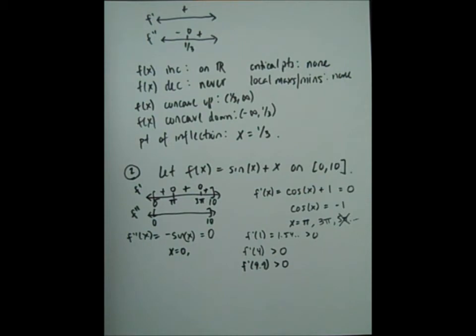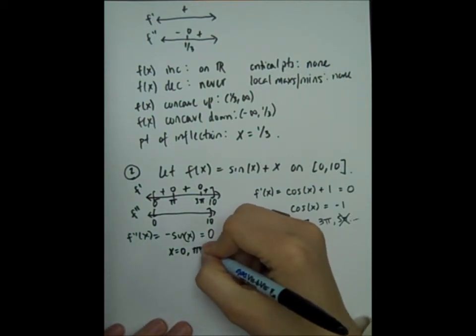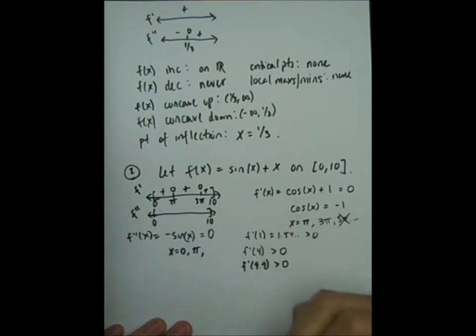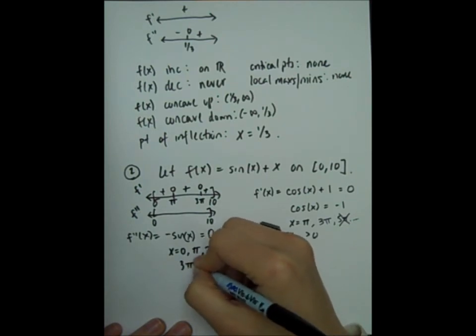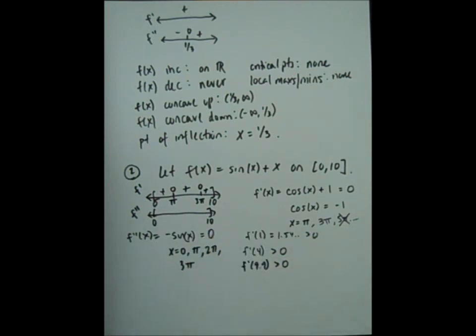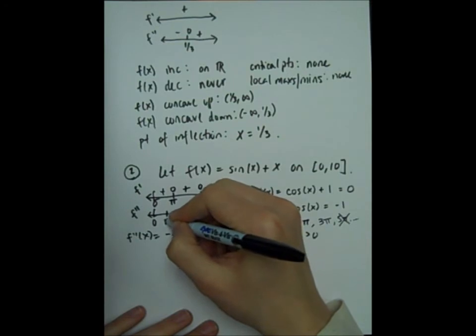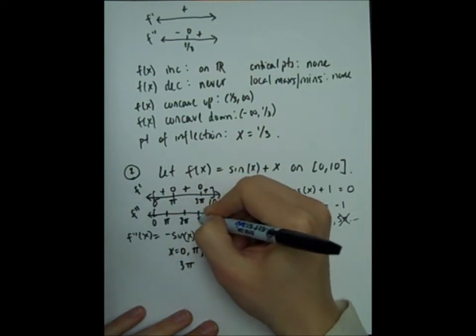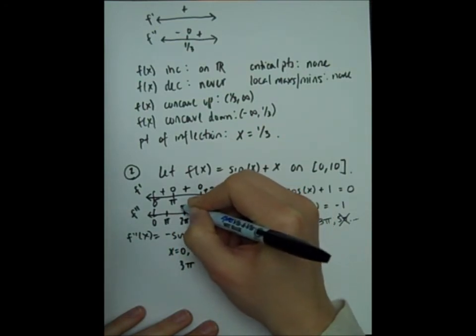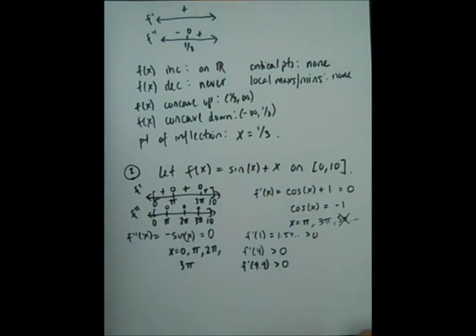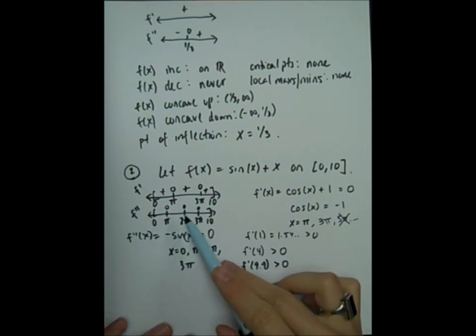When else is it going to be 0? It's going to be equal to 0 at pi, at 2 pi, and also 3 pi. Anything larger than that is going to be larger than 10, so we're not going to plot those. So 0, pi, 2 pi, and 3 pi. I'm going to add room here a little bit. Now I'm going to have to plot pluses and minuses between all these.